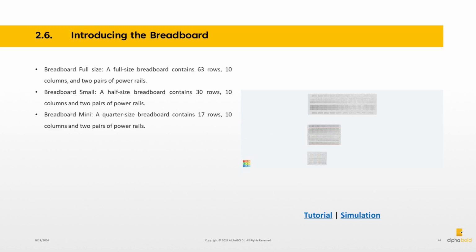Breadboard full size. A full-size breadboard contains 63 rows, 10 columns, and 2 pairs of power rails. Breadboard small. A half-size breadboard contains 30 rows, 10 columns, and 2 pairs of power rails. Breadboard mini. A quarter-size breadboard contains 17 rows, 10 columns, and 2 pairs of power rails.